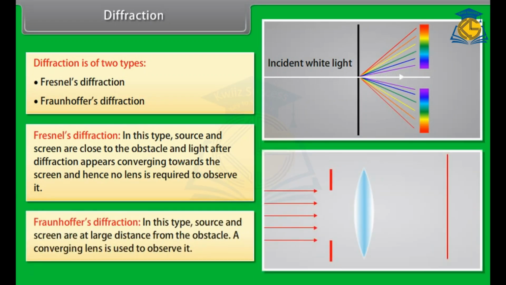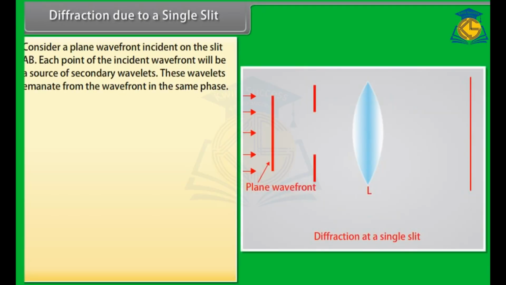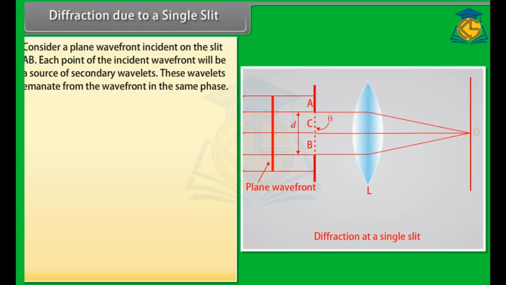In Fraunhofer's diffraction, source and screen are at a large distance from the obstacle. A converging lens is used to observe it. Diffraction due to a single slit. Consider a plane wavefront incident on the slit AB. Each point of the incident wavefront will be a source of secondary wavelets. These wavelets emanate from the wavefront in the same phase.